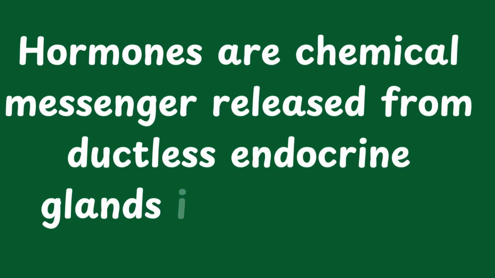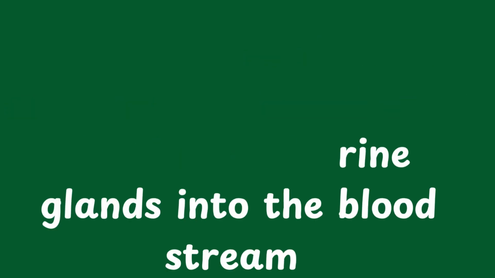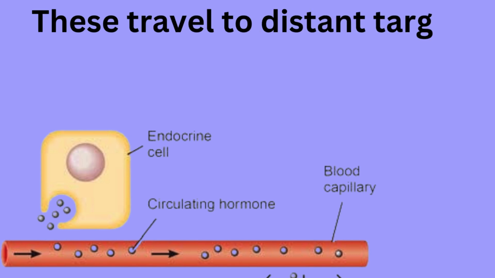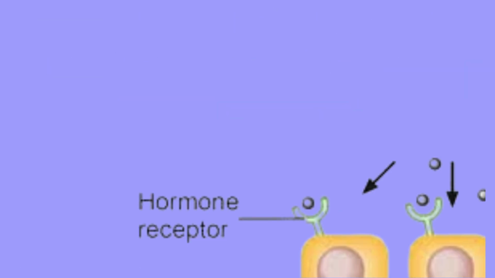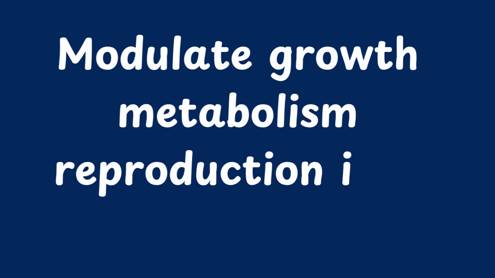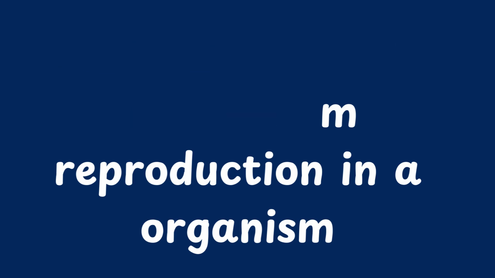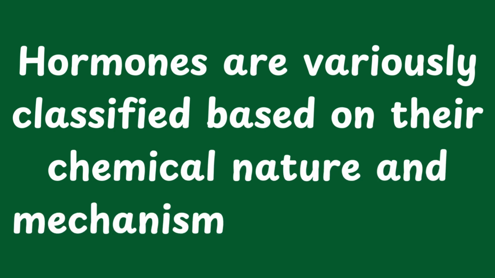Hormones are chemical messengers released from ductless endocrine glands into the bloodstream. These travel to distant target tissues having specific receptors for the hormones and modulate growth, metabolism, and reproduction in an organism. Hormones are variously classified based on their chemical nature and mechanism of action.